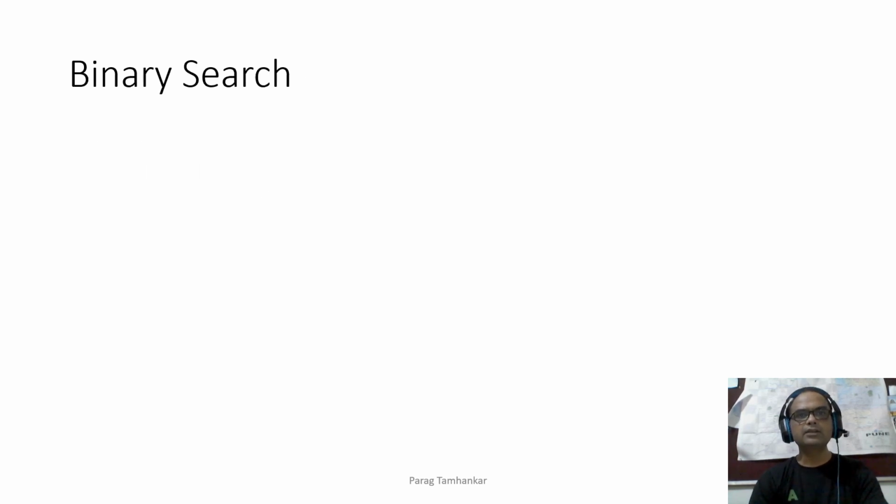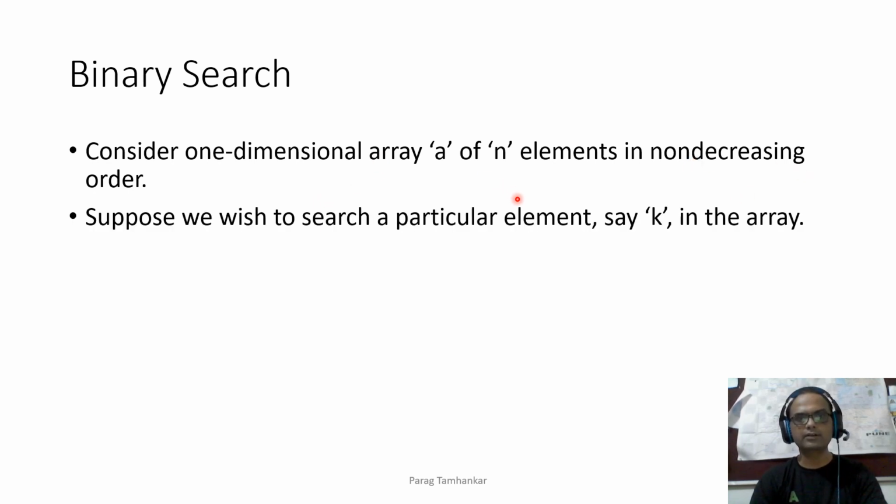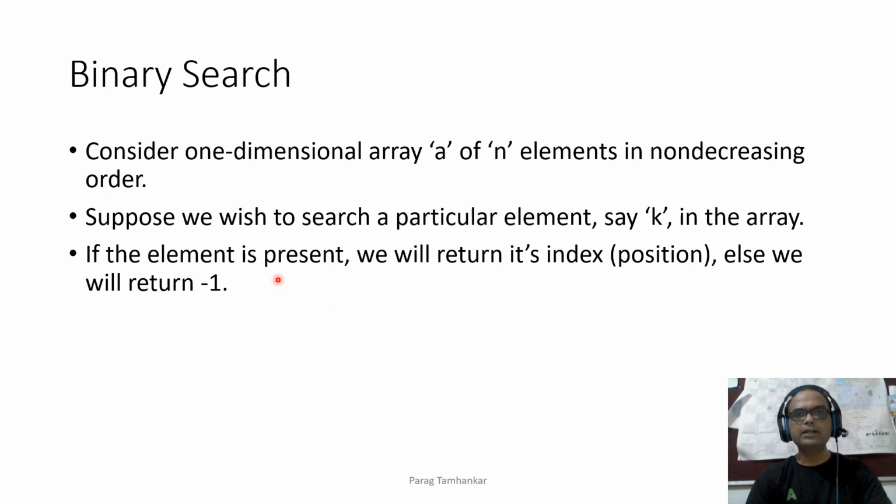So in binary search we are given a sorted array. We are given an array of n elements in non-decreasing order, either ascending order or descending order. Here we are assuming it is in ascending order. So our array is already in sorted order, and we wish to search a particular element, say k, in the array. If the element is there in the array, we are going to return its position or index, else we will return -1, just like linear search algorithm.